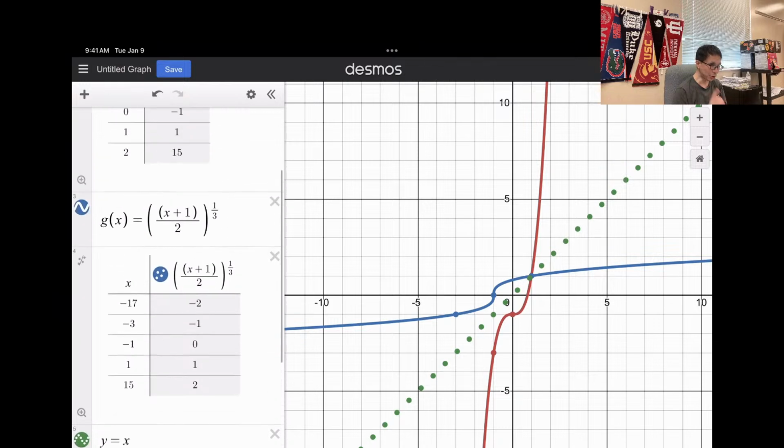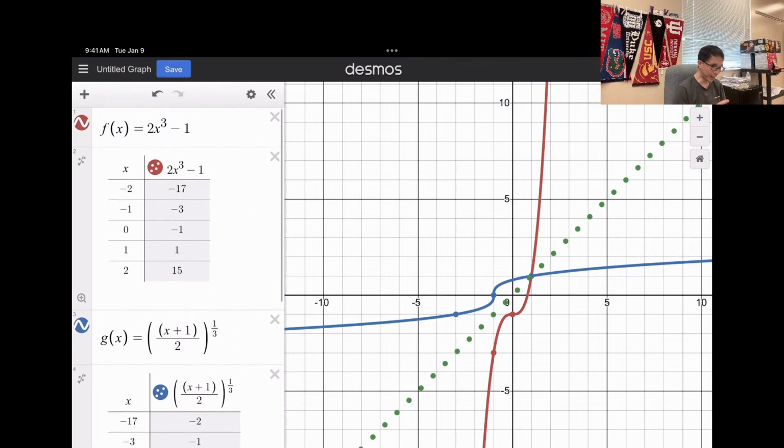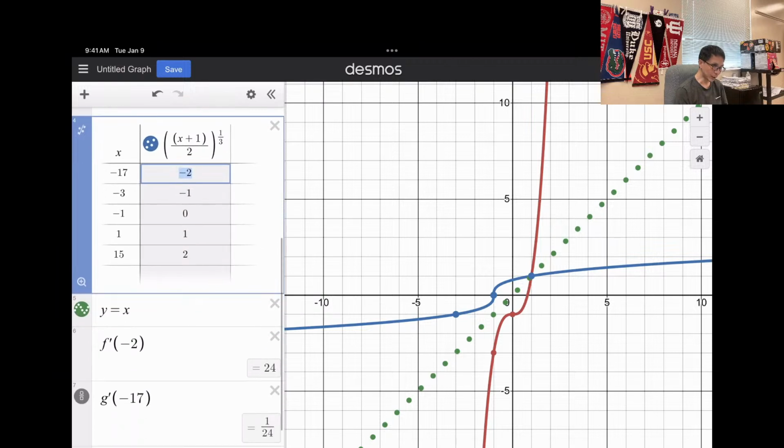But you have to pay attention to how to operate it. For example, we're going to take the first coordinate, -2 and -17. We say g prime of -2 is equal to 24. Do you see that? g prime of -2 is equal to 24. But we cannot do g prime of -2. We have to do g prime of -17.